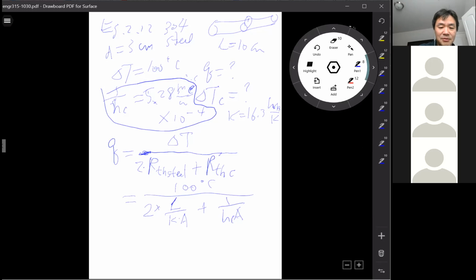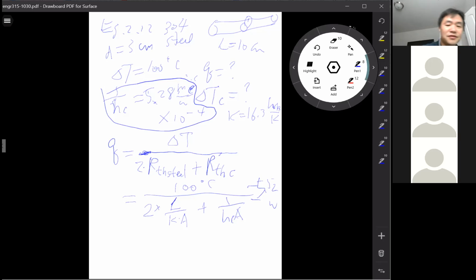So here you should be able to calculate Q equals 5.52 watt. Any question on doing this? It's easy. See, if you follow this process with thermal resistance, it's easy. Okay, no question?